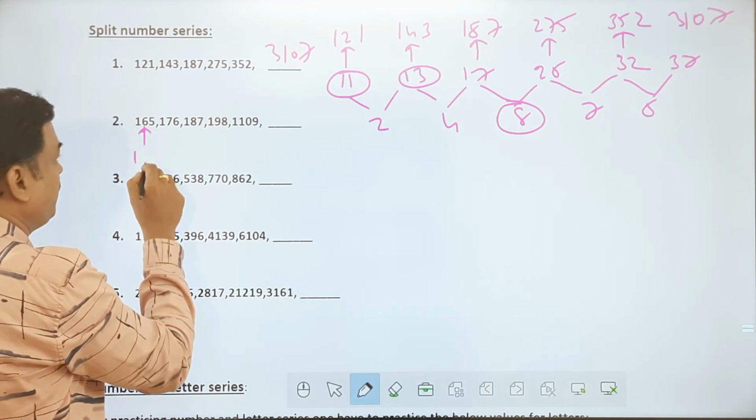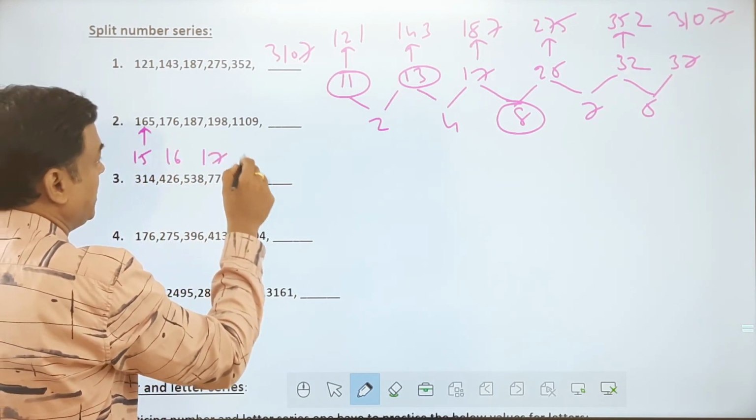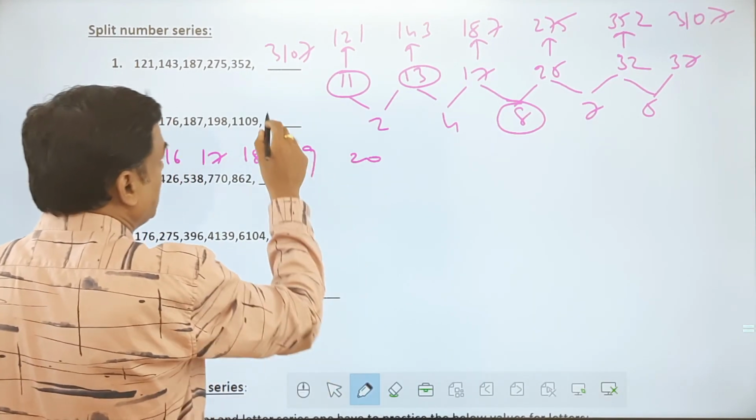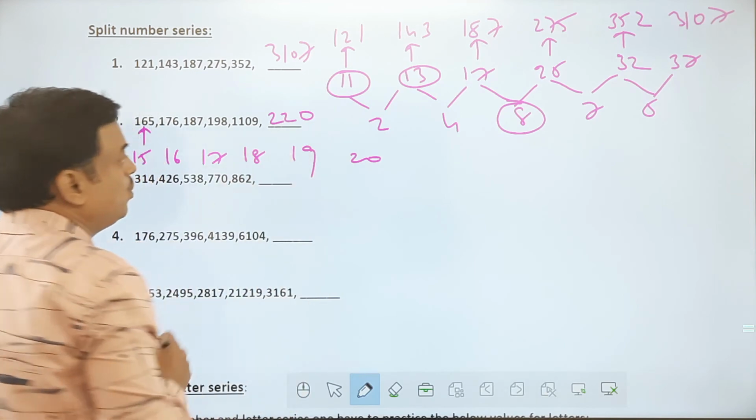Similarly here, the middle number is the sum of the two extreme numbers, 1 and 5. So this is going to be 15, 16, 17, 18 and 19. The next number has to be 20. So 2 plus 0, 2 has to be the answer.